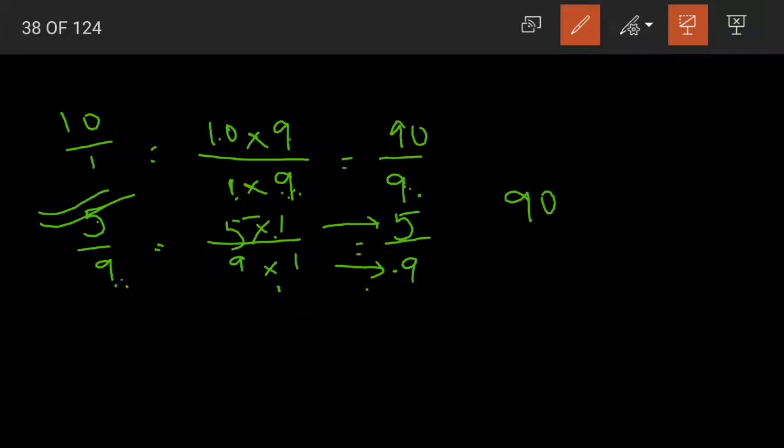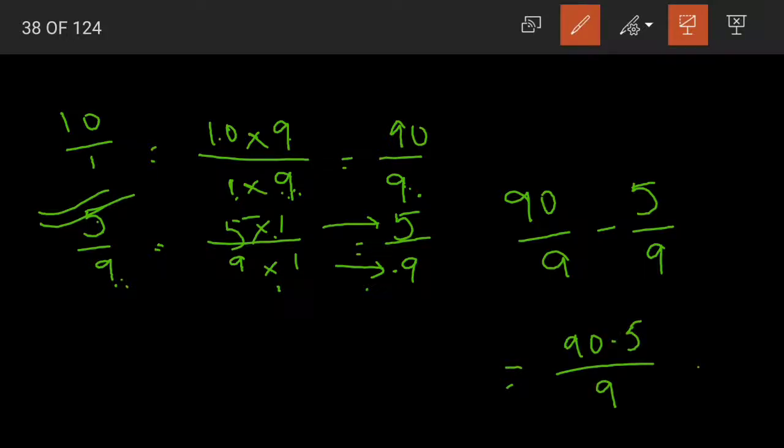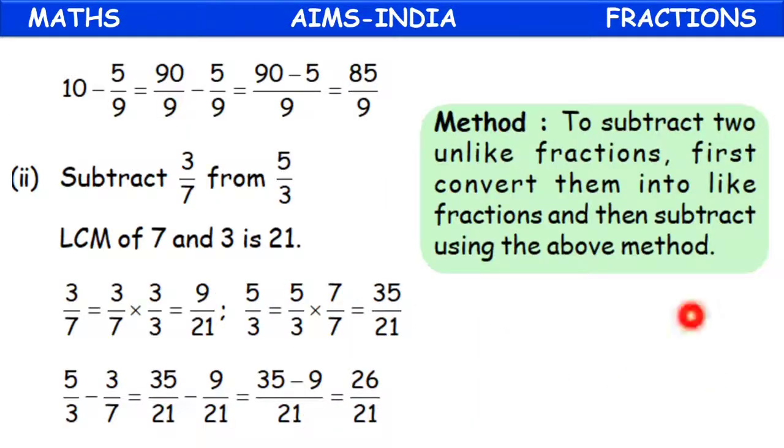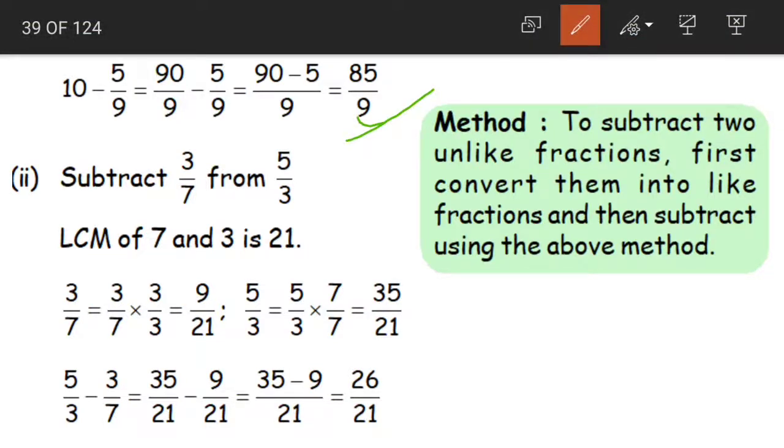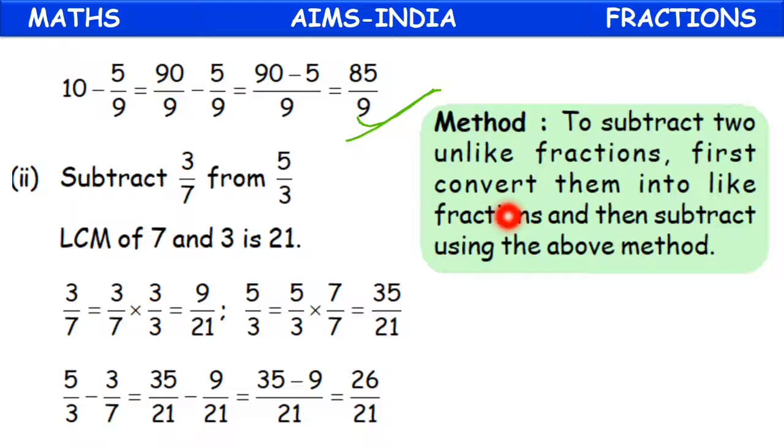Now what are our fractions? 90 by 9 minus 5 by 9. Yes children, how will we subtract? Subtract the numerators divided by the common denominator. 90 minus 5 is equal to 85 divided by 9. Clear children? It is just the same method that we follow. See, 85 by 9. It is the same method that we follow for both addition and subtraction of unlike fractions, like fractions, mixed fractions. Be it anything, we'll follow the same method.